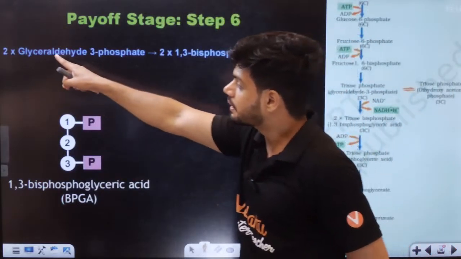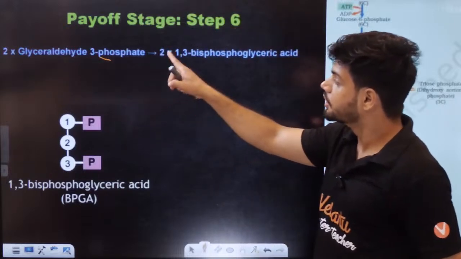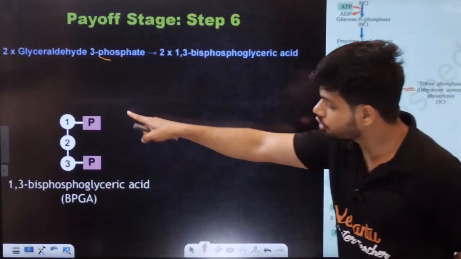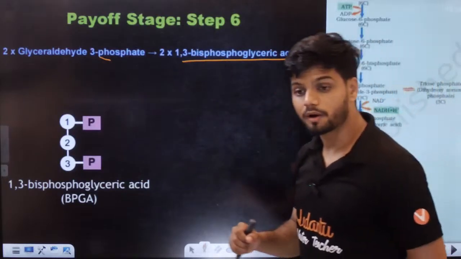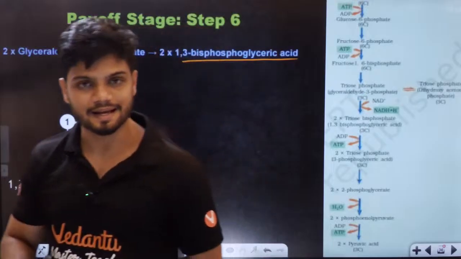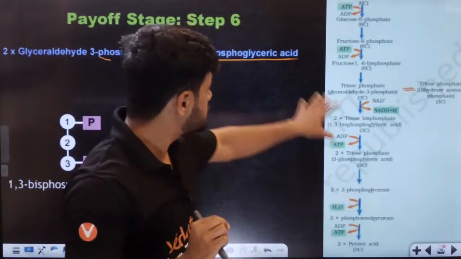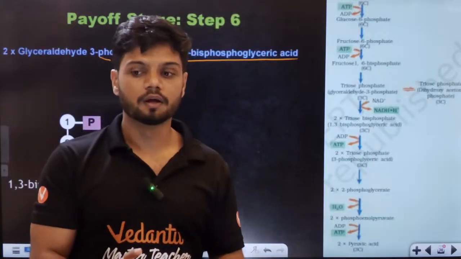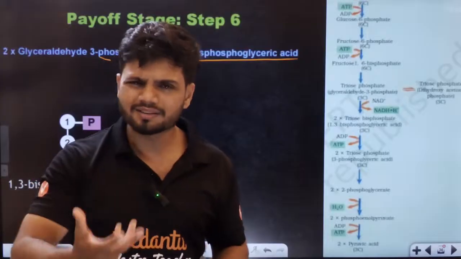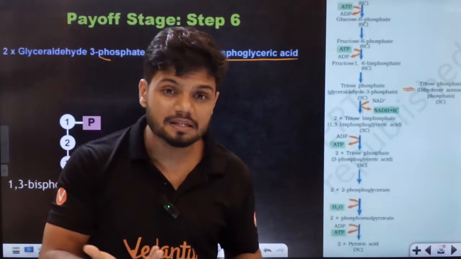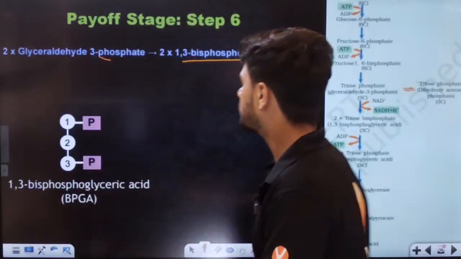So from 2 molecules of glyceraldehyde 3-phosphate, I will get 2 molecules of 1,3 bisphosphoglyceric acid. Students, if you're learning this for the first time, all of these words are difficult to understand, I know. But as time goes by, as you read it a couple of times, you learn glycolysis a couple of times, it becomes easy for you in the future. Right now it may be difficult, I know.